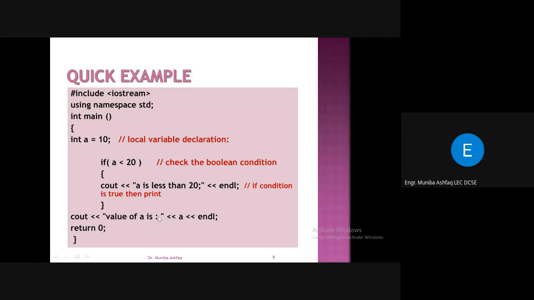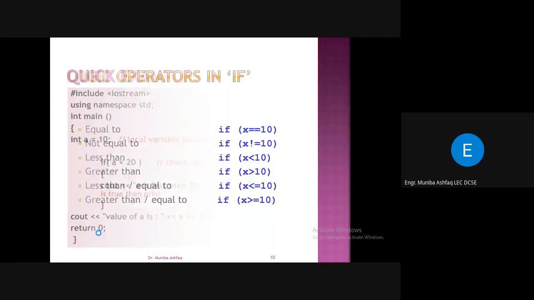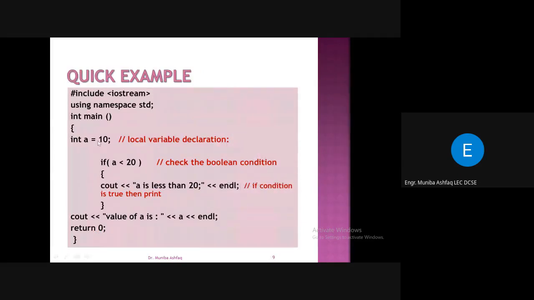So whatever the value of a is will be printed, right? The value of a here is 10, right? And this will also be executed because a is less than 20. So "a is less than 20" will be printed, and then we have on the screen "value of a is 10". Both statements will be executed.